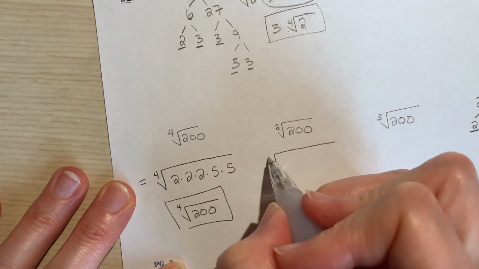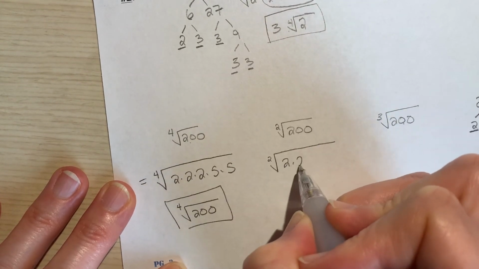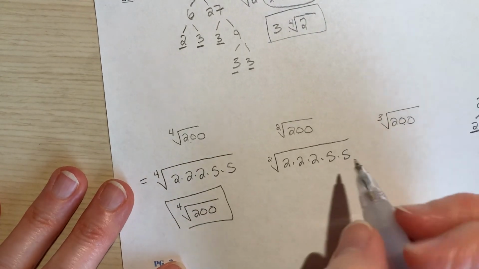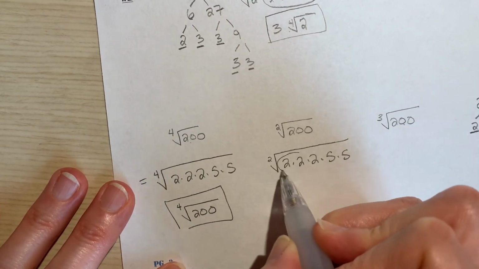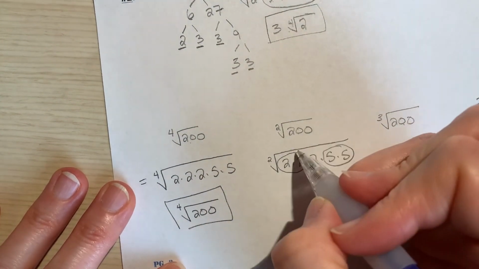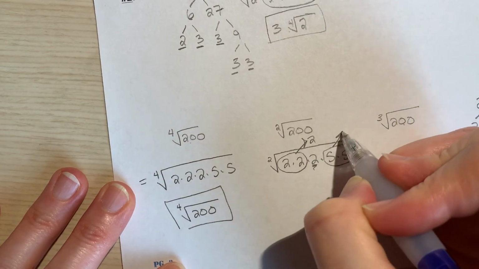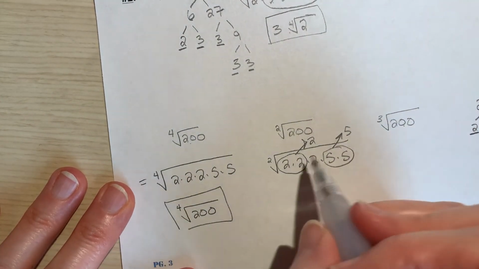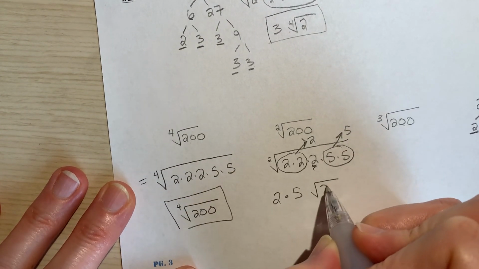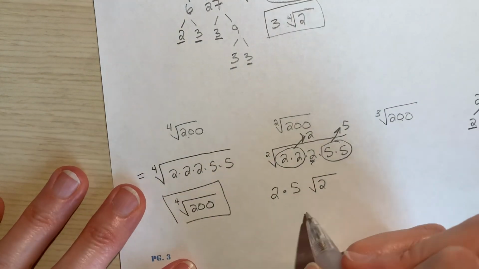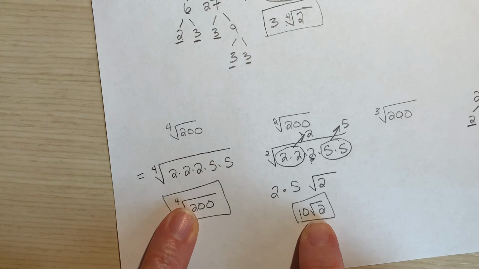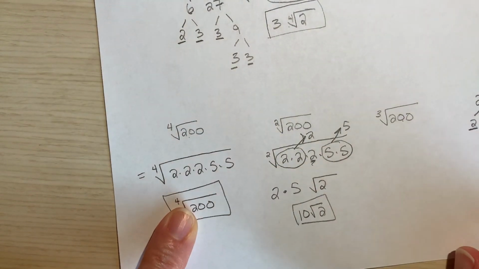Now let's do the square root. On the square root, I'm looking for groups of 2. So the tree is the same. 2 times 2 times 2 times 5 times 5. But now I'm going to circle groups of 2. Well, there's a group of 2. And there's another group of 2. This 2 is going to be stuck. So I'm going to have a 2 that breaks out and a 5 that breaks out. So outside the jail, I'm going to have 2 times 5. Inside the jail, I'm going to have that 2. 2 times 5 is 10. 10 times the square root of 2. So these look very different just because they have a different index.